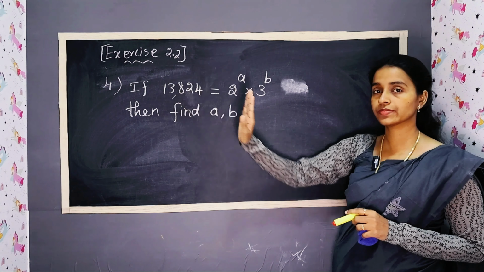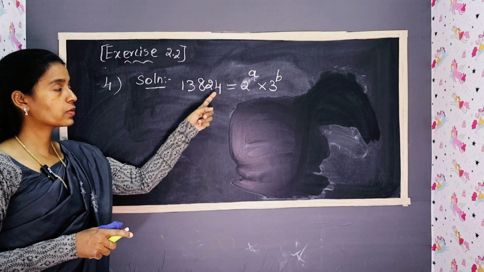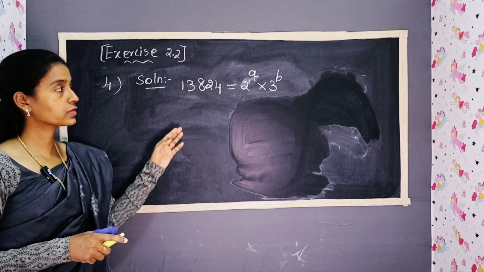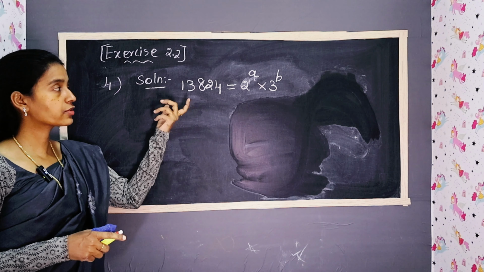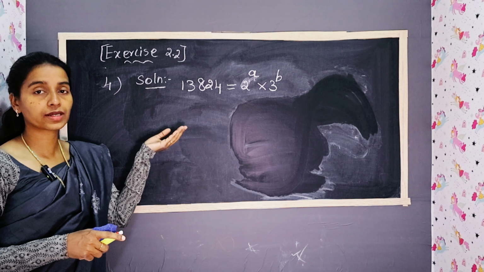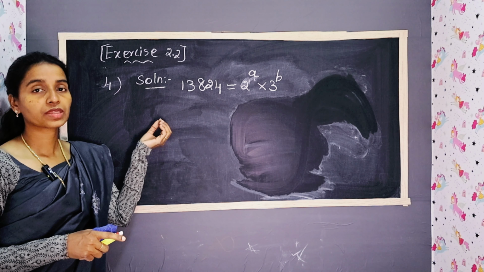Now we can see the solution of this question. For the solution, I have written the given information. What is given in the question? 13,824 equals 2 power a into 3 power b. We have to split this number into this form. For that only we are going to use the concept of factorization. Factorization is nothing but finding out the factors using the L method.